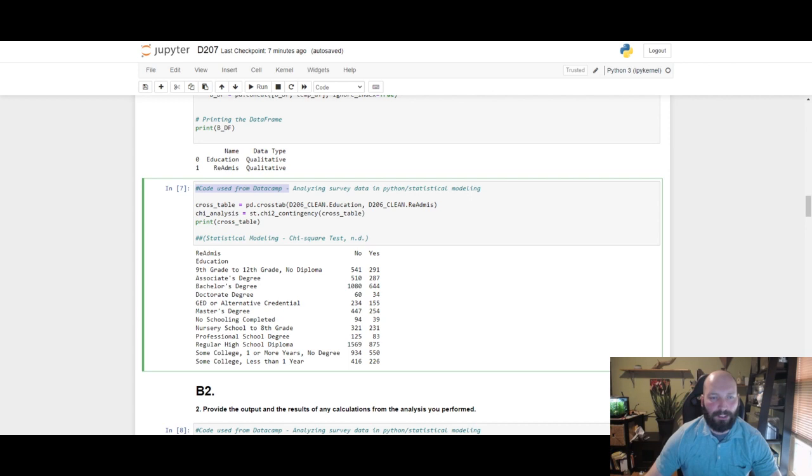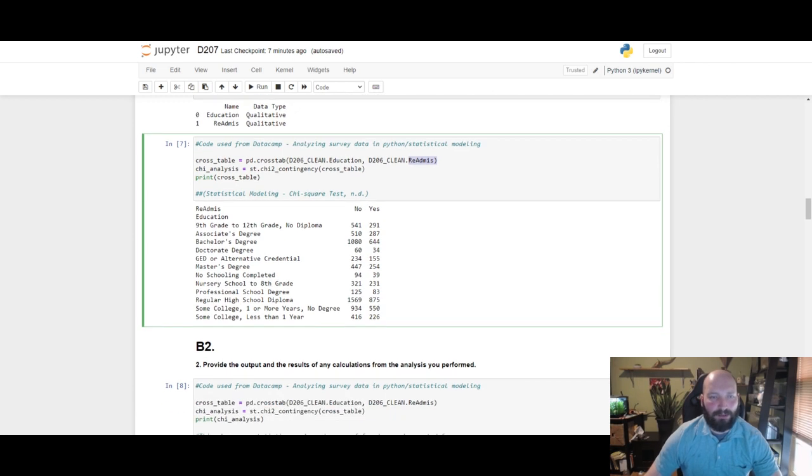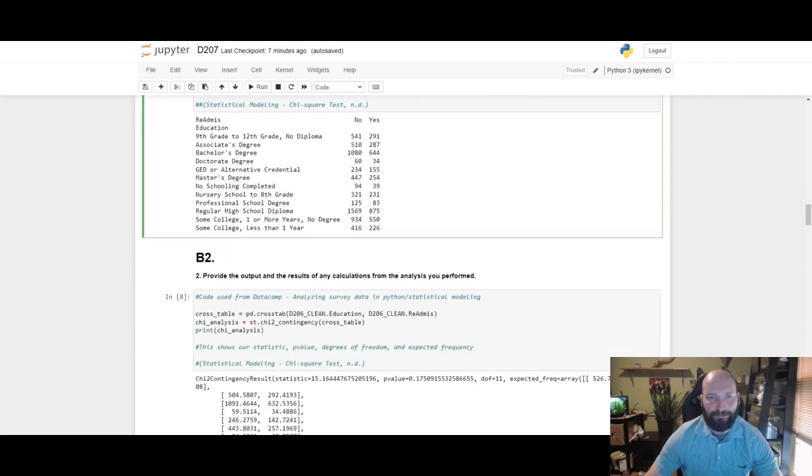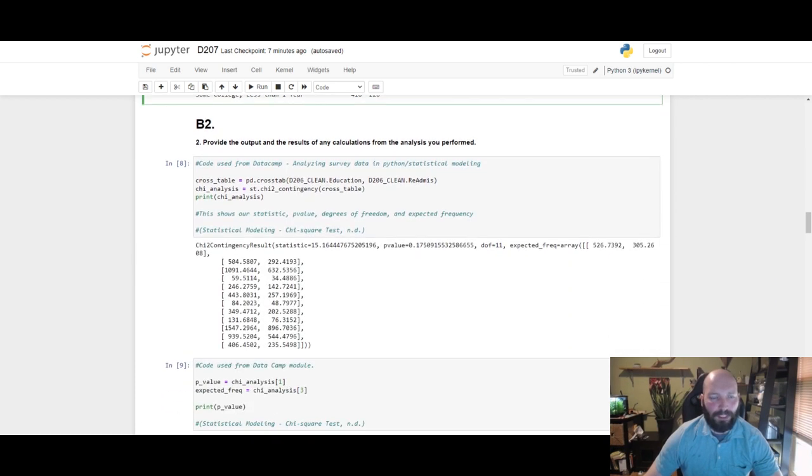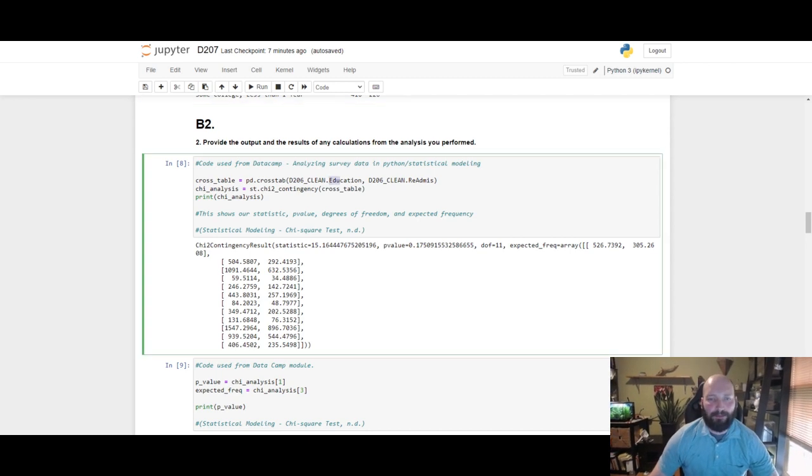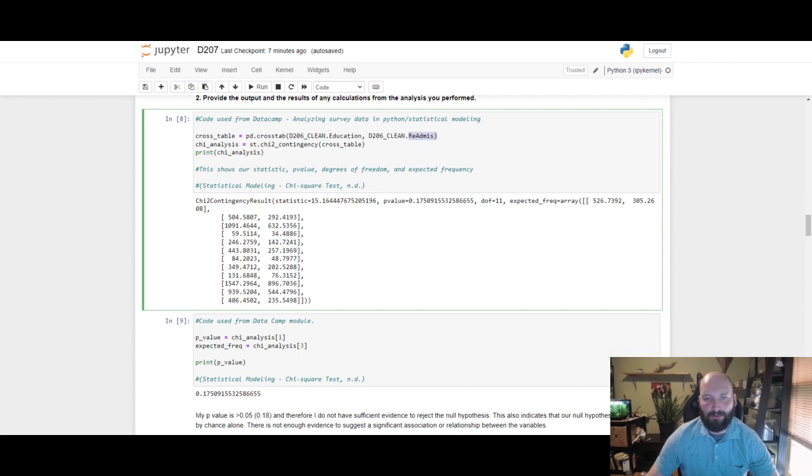And so what we're doing is we're creating this cross table, and we're looking at education and readmissions. And so we have our education level and no and yes counts. And then looking at our actual test, again, comparing education to readmissions, and we're going to get a few metrics from this. So we're going to get our statistics, p-value, degrees of freedom, and expected frequency.